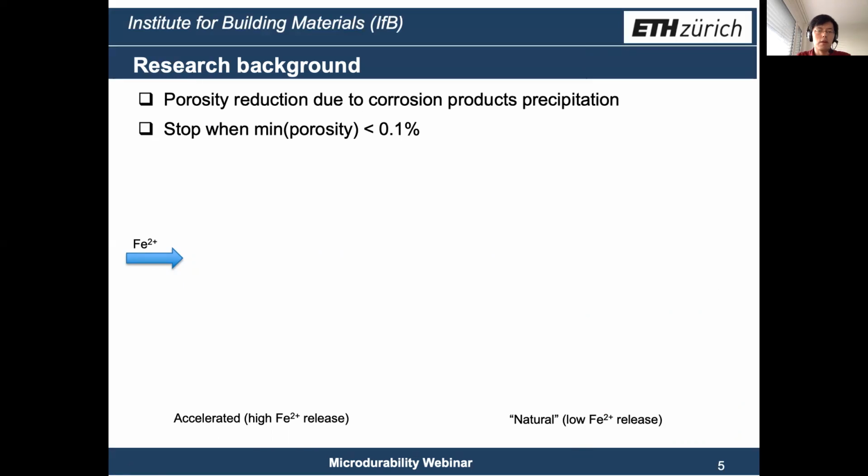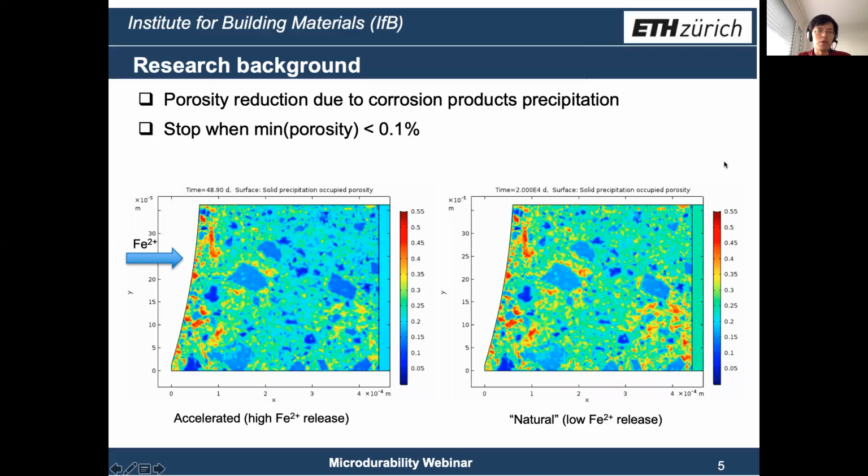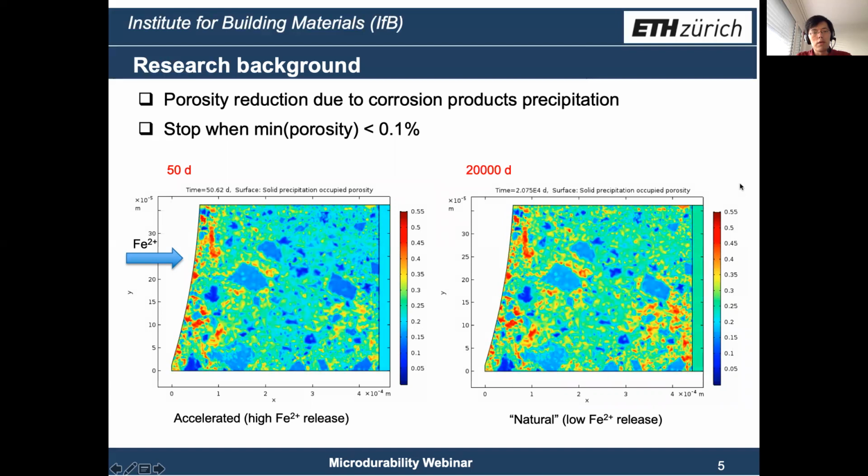This animation shows the porosity reduction due to corrosion product precipitation. We clearly see the difference between those two cases. We also see that the presence of aggregates can change the distribution of corrosion products. Around this aggregate, we have more corrosion product, but in some regions, we have less corrosion product because more aggregate is present there.